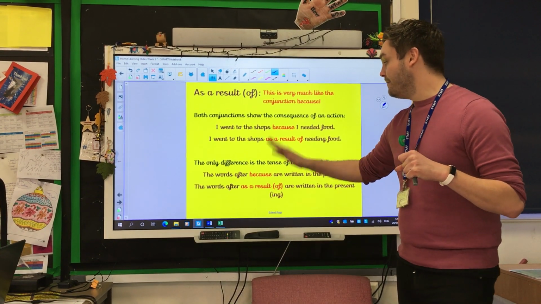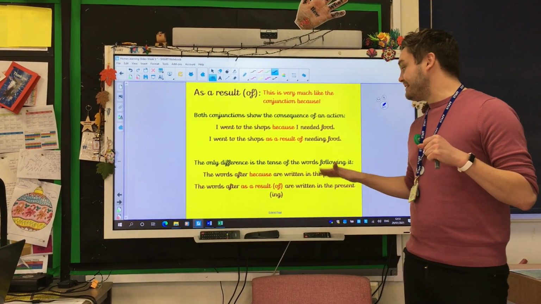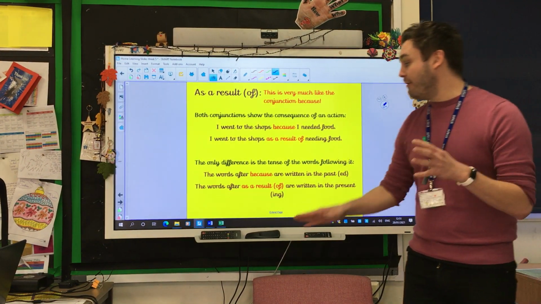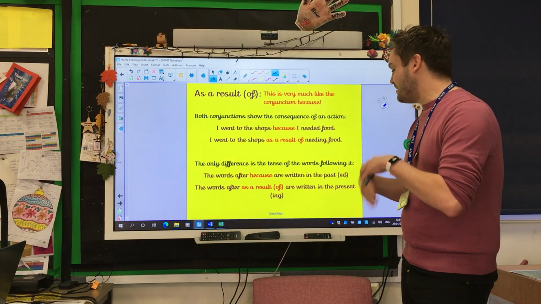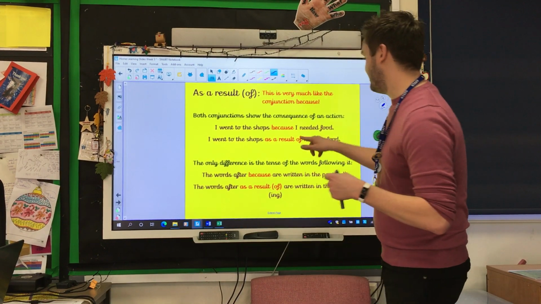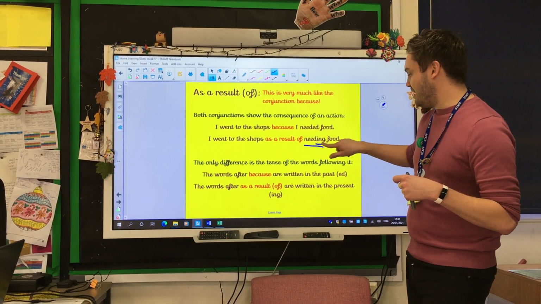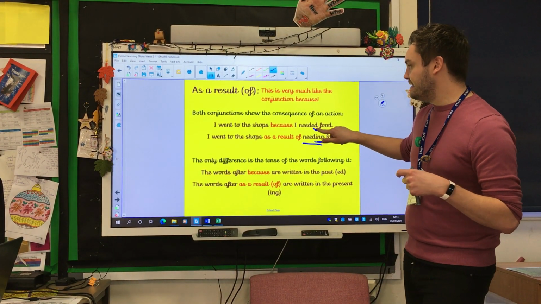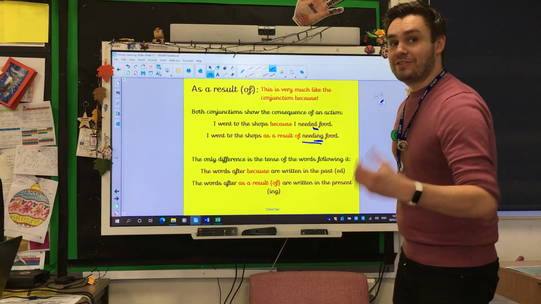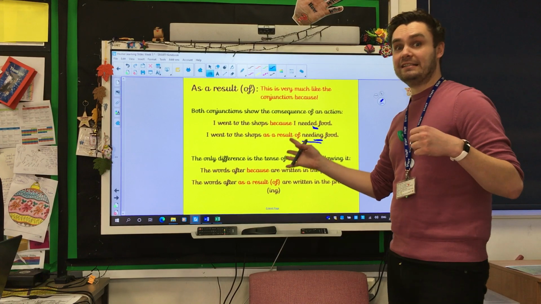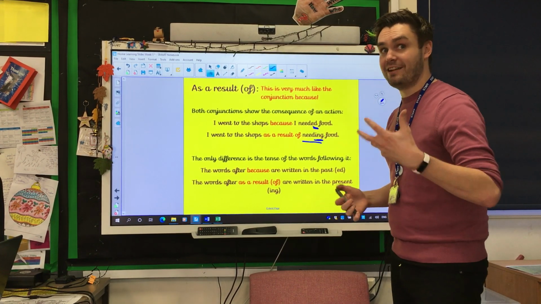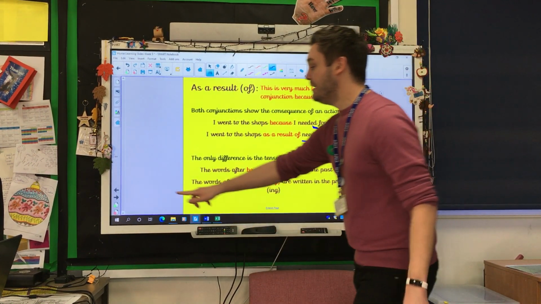So as you can tell, the words after because are written in the past. You need that ed. However, words after as a result of in there are written in the present, the ing word as well. So look at them carefully, study. That's the ing there, it's the ed there. As a result of, or as a result, depending on the context, is another more exciting conjunction for because. It makes that writing seem a little bit more professional in some cases too.